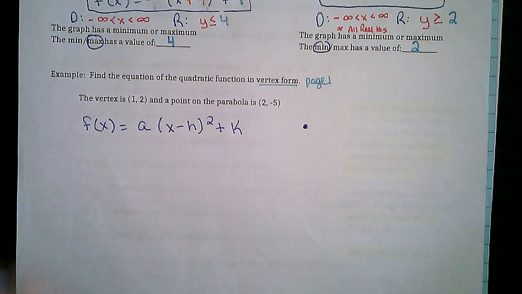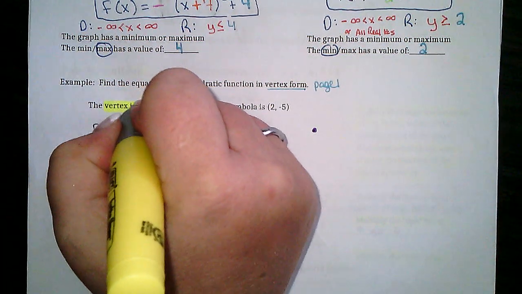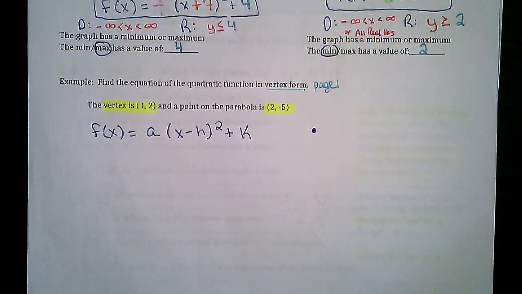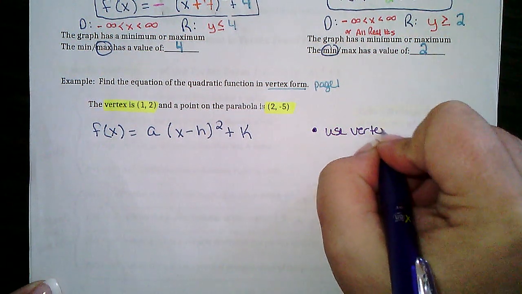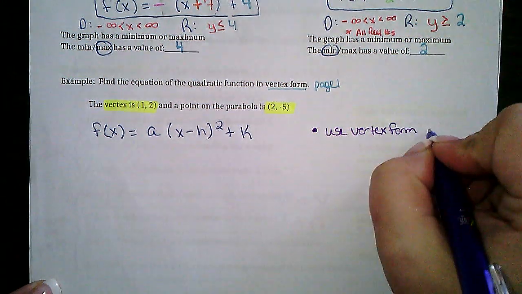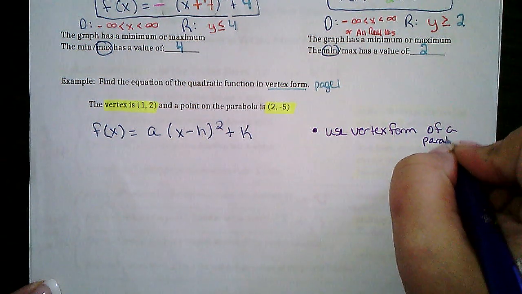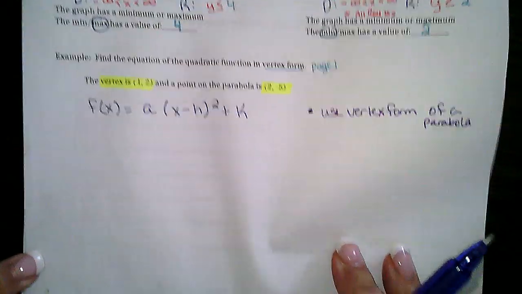So it tells us that the vertex is 1, 2, and a point on the parabola is 2, 5. So that's the information that I have to work with. So what we are going to do is first, obviously, we are going to use vertex form of a parabola, because that's what it told us to do. Okay, it says vertex form, so we've got vertex form.